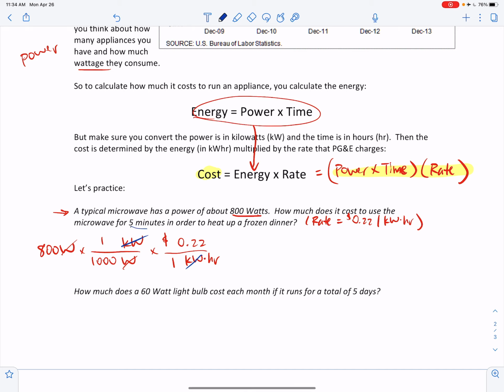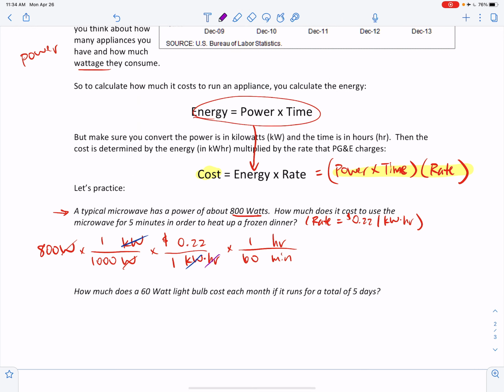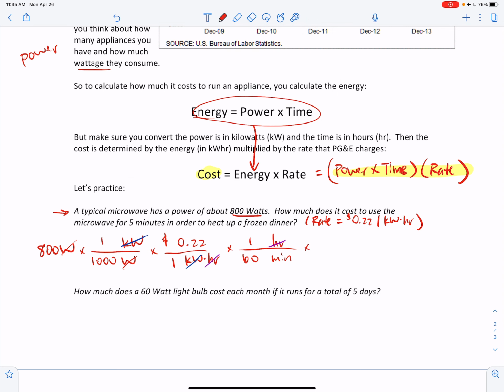But we have 5 minutes, so now I need to convert from hours to minutes. Let's keep going. I'm going to try to get rid of these hours and eventually go to minutes. We know that there are 60 minutes in 1 hour. So now I can cancel out the hours. If we stopped here, my units would be dollars per minute, but I'm not going to stop there. I'm going to do one more step, which is to factor in the 5 minutes.